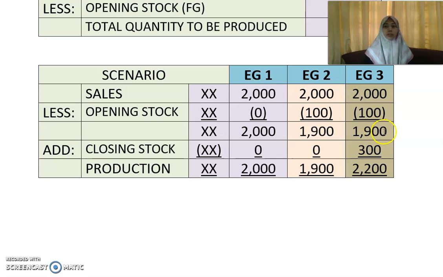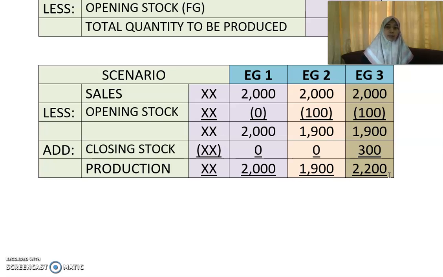Okay, but hold on. I want to have a closing stock of 300. So at the end of the period, I want to have 300. So how many units that I need to produce? So the 300 you need to add to your 1,900. That will be 2,200 units.